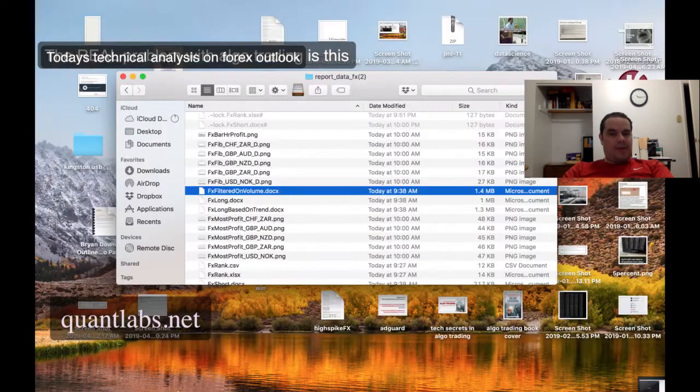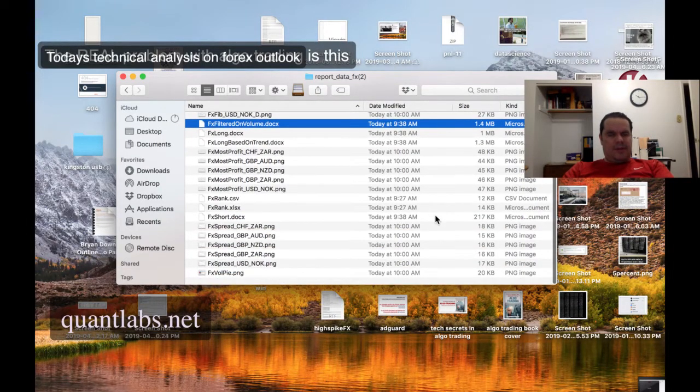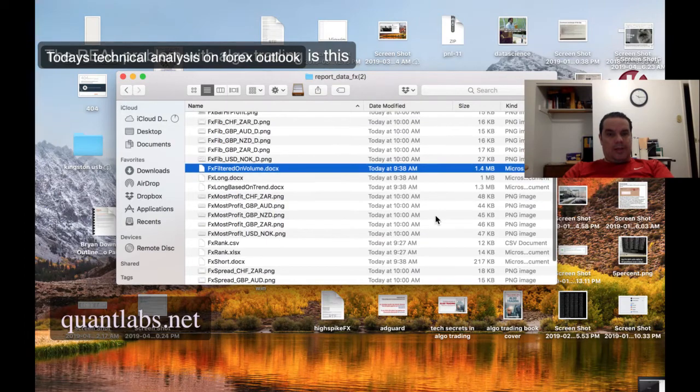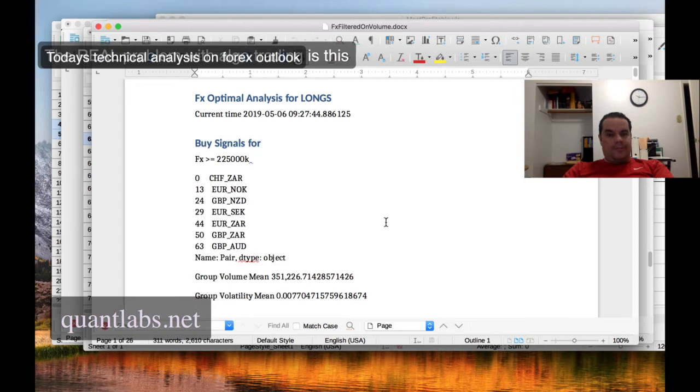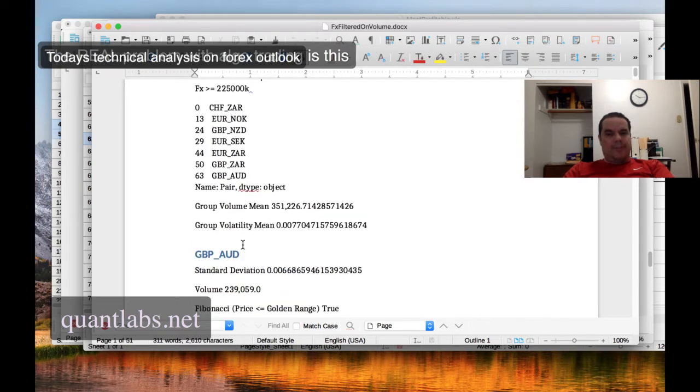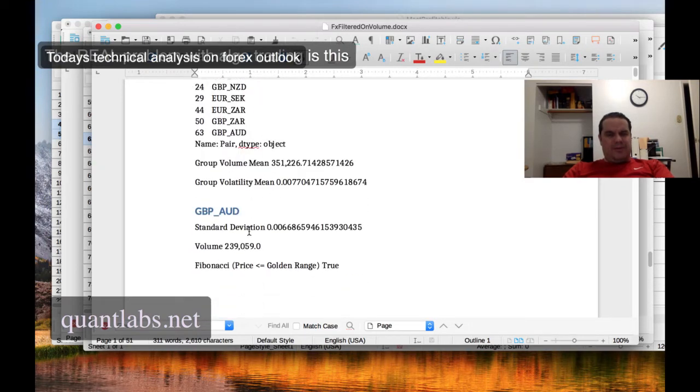Let's see how big this file is. So this file is 1.4, which is a little bit bigger than the previous file. Let's see if there's any other reports we can look at. Doesn't look like it. So here's our order. Swiss franc against the rand, euro against the Norwegian krone, GBP against the New Zealand dollar, euro against the Swedish, euro against the rand, pound against the rand, and pound against the Australian dollar. So we will be able to filter them out.